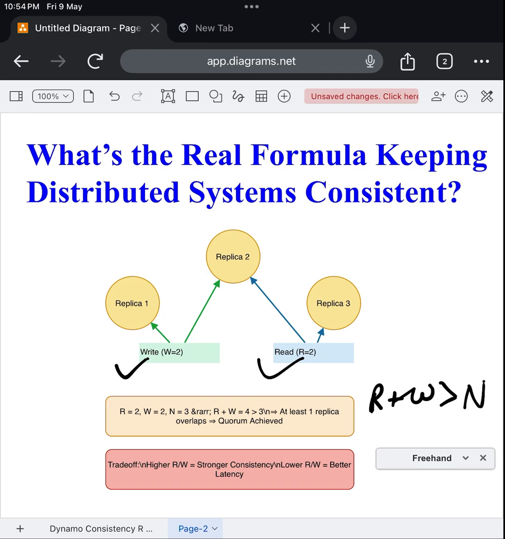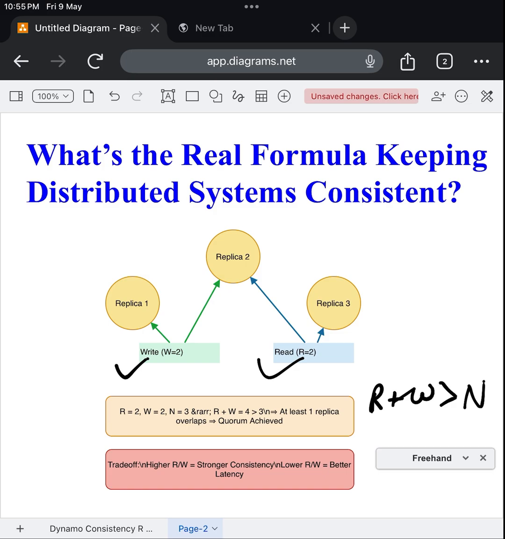Let's take an example. Suppose you have N equals 3. If you write to W equals 2 replicas and read from R equals 2, then R + W equals 4, which is greater than 3. That means your read will always intersect with the latest write. It's not full-blown linearizability, but it's a powerful way to approximate strong consistency in a distributed, eventually consistent world.